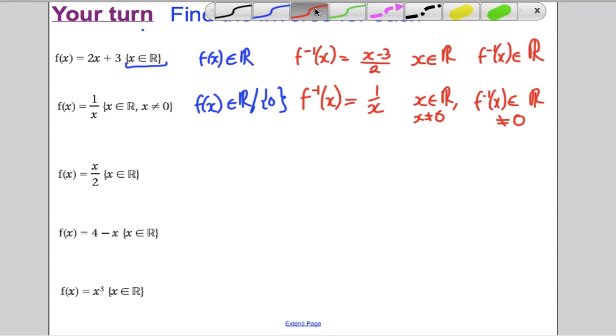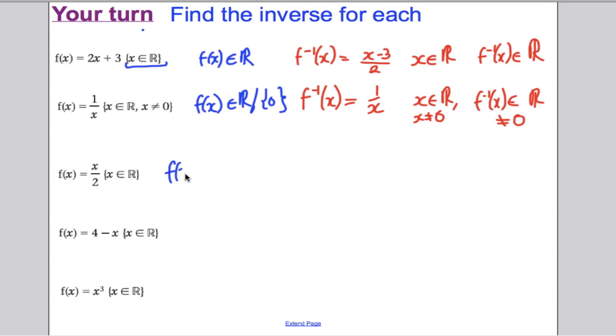Okay, let's do the next one. Here we've got a function. You take a number and you half it, and you can get any number out of that. So you can put any number into that. So the range is any real number. If you drew that as a straight line graph, it would be any real number as an output.